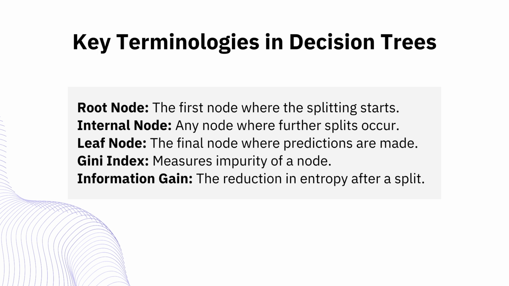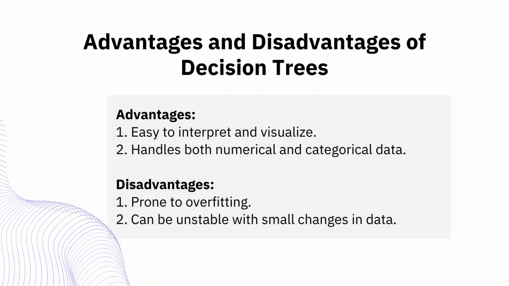We often use metrics like Gini index or information gain to determine the best feature to split on. Information gain measures the reduction in entropy after a split, while the Gini index is a measure of impurity in the node. Decision trees come with a set of pros and cons.